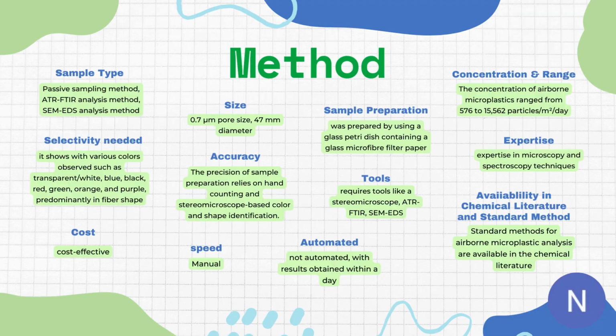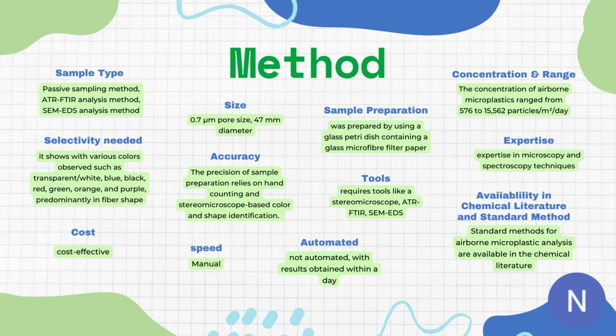Next, for the method, in this airborne microplastic study in Terengganu, Malaysia, we're using three types of sample method, which are firstly passive sampling method, ATR-FTIR analysis method, and SEM-EDS analysis method. For the size, it is 0.7 micrometer pore size and 47 millimeter diameter. The sample was prepared by using a glass petri dish containing glass microfiber filter paper.